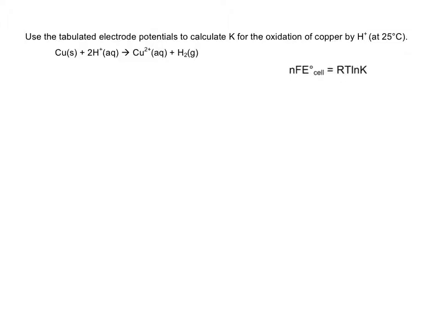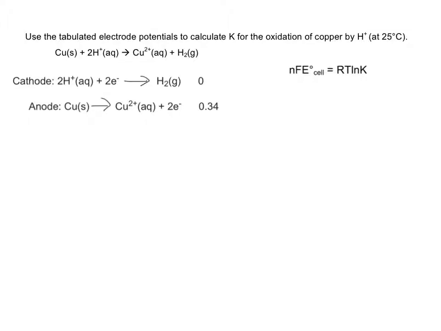Okay, so in this particular reaction, we have 2 half reactions. The anode half reaction, or the oxidation, is copper going to Cu2+ plus 2 electrons. And then the cathode reaction, the reduction, is 2H+ plus 2 electrons going to H2. Okay. The second one here is our standard hydrogen electrode, so that is 0 because that's what we've set it to be. And the one for copper, if we look it up, is 0.34 volts.